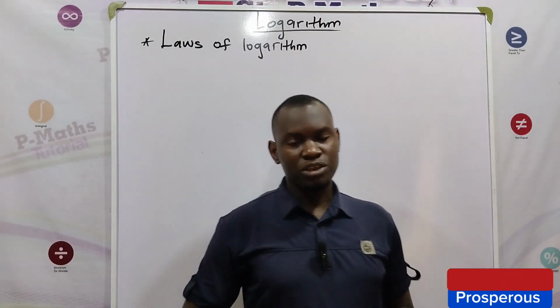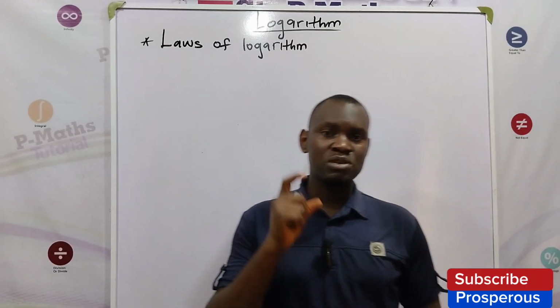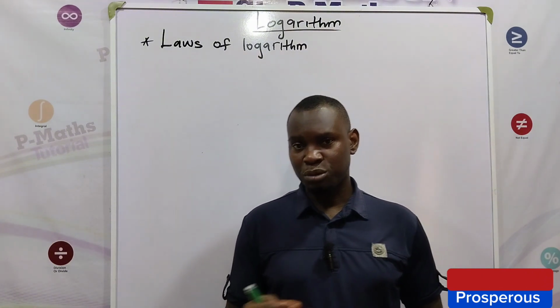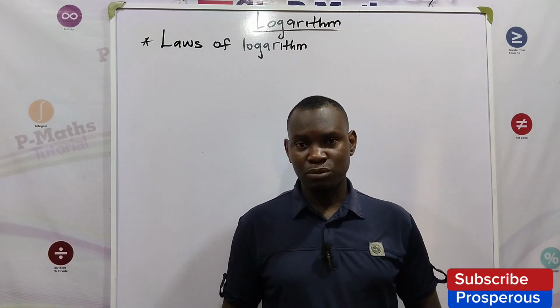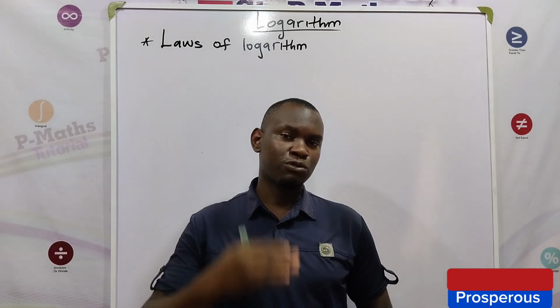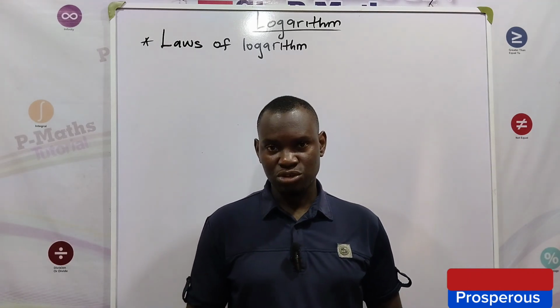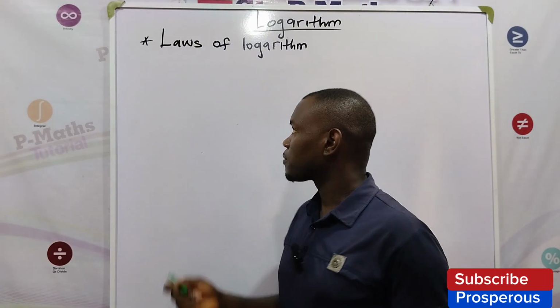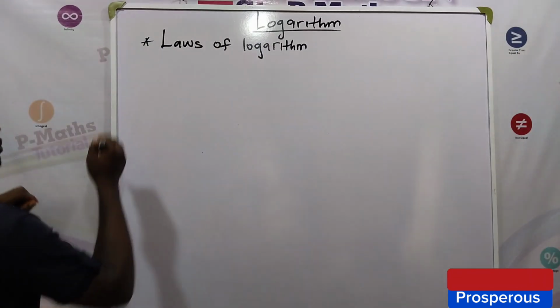What are the laws of logarithm? The laws of logarithm are those principles that guide the solution of logarithm problems. Anytime you have a logarithm problem to solve, there are principles, step-by-step methods you have to follow in order to arrive at a solution. That is what we consider as the laws of logarithm. Today, we'll be looking at about 12 of them.